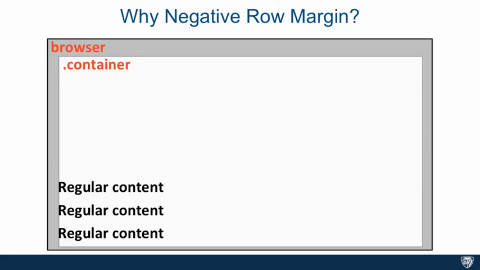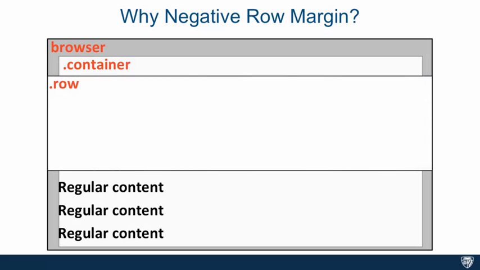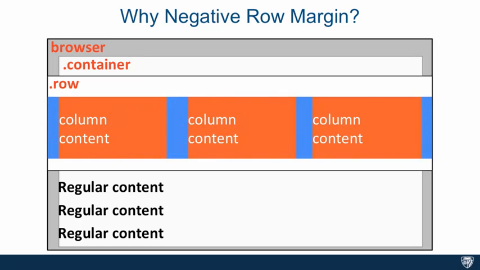So what we're going to do is we're going to again start with a browser and a container element with some regular content, and then we're going to add our real Bootstrap class row element. And what it does is, again, it stretches itself beyond the container. It negates the container's padding of actually 15 pixels to be exact, and it adds a negative 15 pixel margin. So what that does for our content in the columns is that it pushes it outwards. So what does that do?